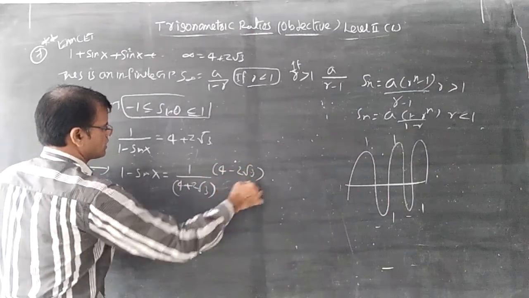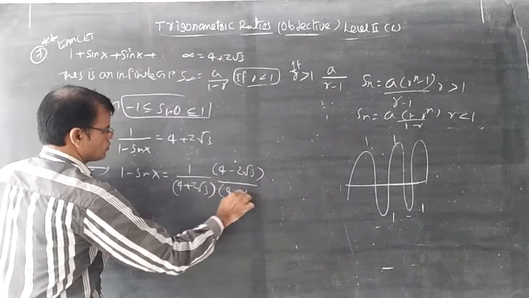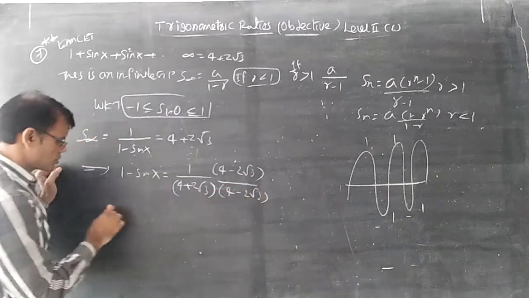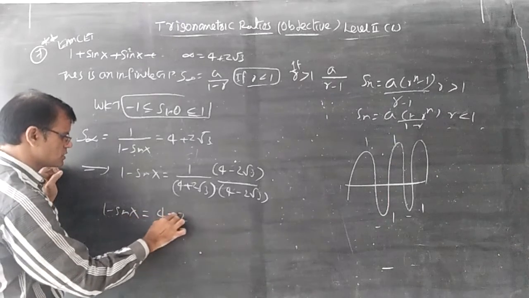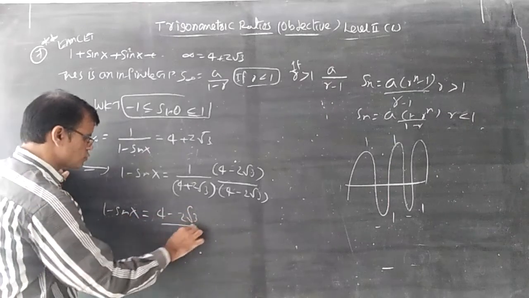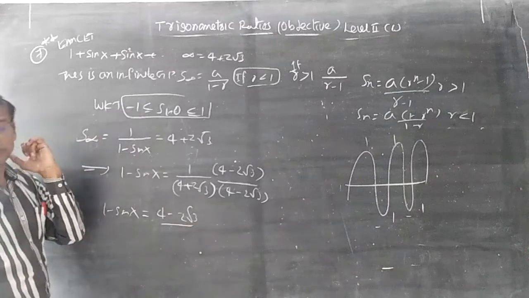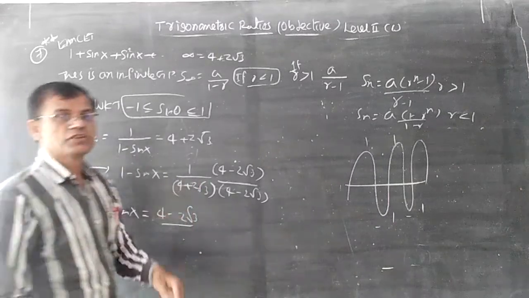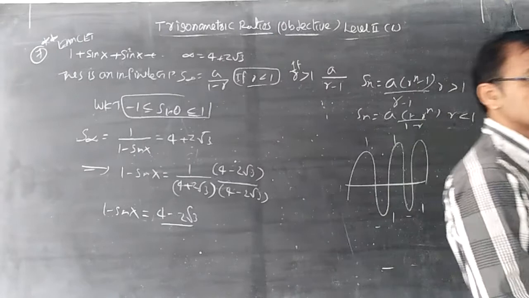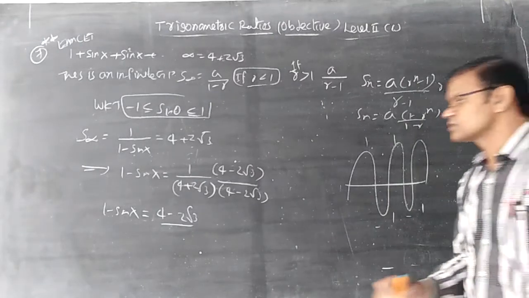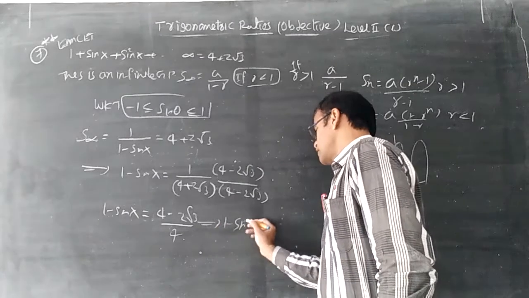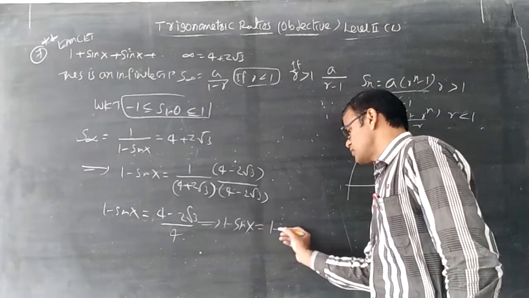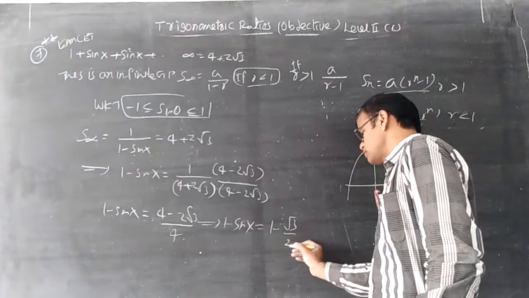Rationalize this. I am multiplying and dividing by 4 minus 2 root 3. It becomes 1 minus sin x is equal to 4 minus 2 root 3 by how much? a plus b into a minus b is a square minus b square, 16 minus 12, which becomes 4. That implies, now you can understand, 1 minus sin x is equal to 1 minus root 3 by 2.